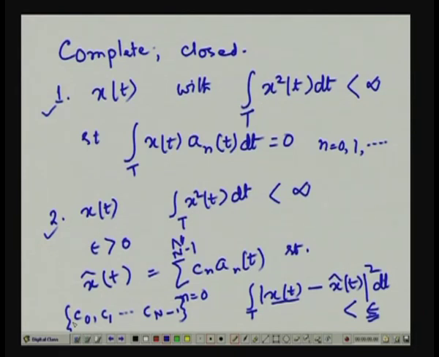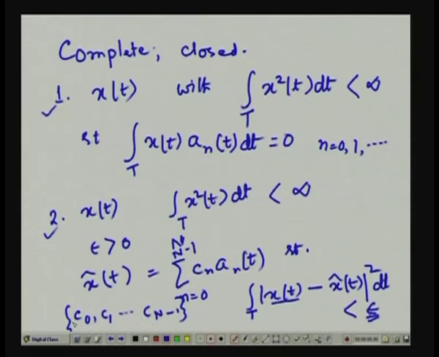So, this is the finite set of coefficients. So, if we have a complete set of orthogonal functions, then using this complete set, we can go for a finite expansion of a signal x(t) using the finite number of expansion coefficients c_0, c_1 up to c_(N minus 1), as is shown here. So, I have a finite set of expansion coefficients.